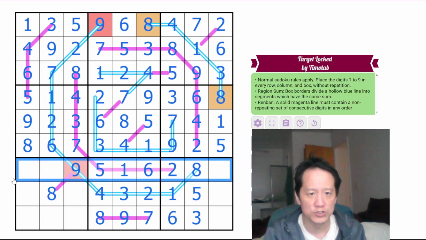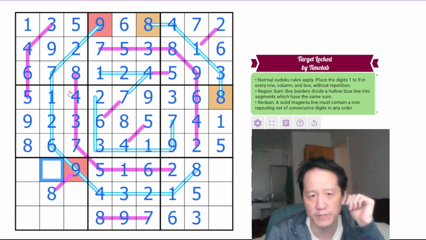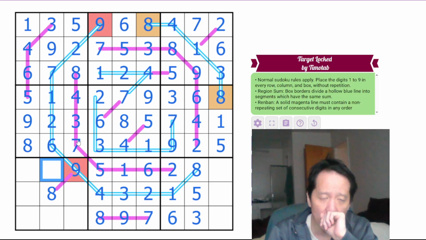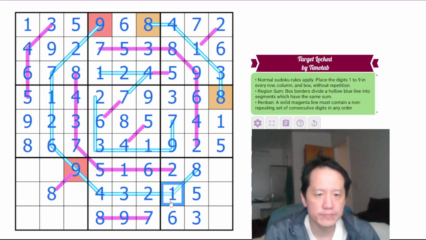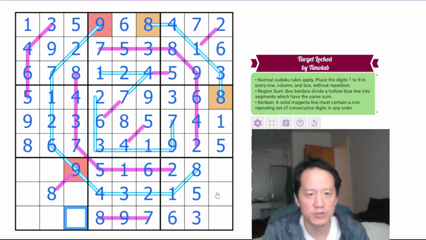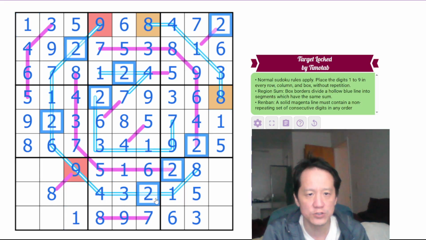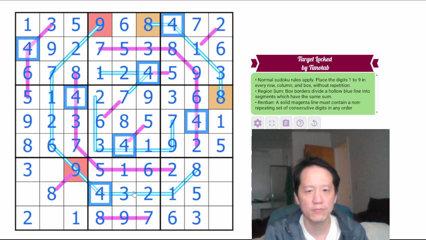And the rest we just do normal Sudoku. We've been doing normal Sudoku here anyways, but where can the ones be? We have 8 ones, so we know the last one has to be here. We have 8 twos. We know where the last 2 has to be. It has to be here. We have 8 threes. We know where the last 3 has to be. It has to be here.